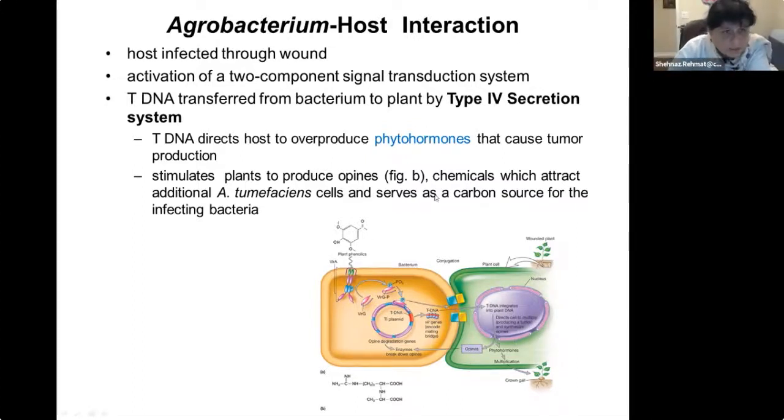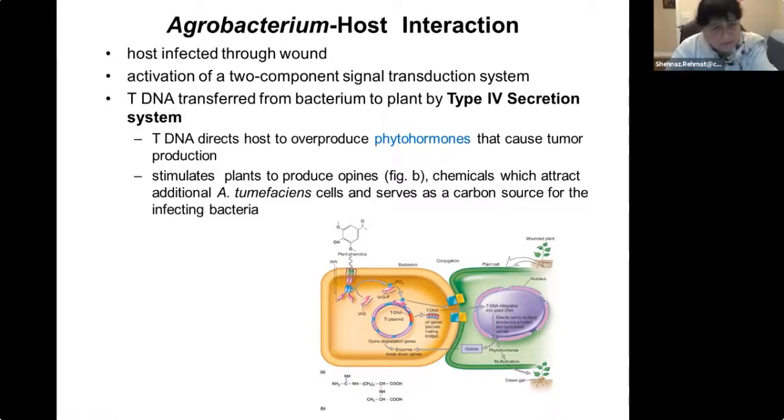Opines are, of course, chemicals which are shown in this figure 2b. These chemicals will attract additional tumefaciens cells and also serve as the carbon source for the infecting bacteria. So definitely transfer occurs between the bacterium and the eukaryotic plant cell, making a type 4 secretion system.